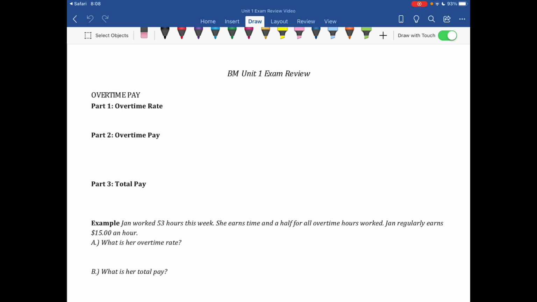Starting off with overtime pay, there's a difference between the overtime pay and the overtime rate. Remember, the overtime rate is just how much do they earn in 1 hour. That means we need to take the hourly rate and multiply it by 2, or multiply it by 1.5, depending on if they earn double time or time and a half.